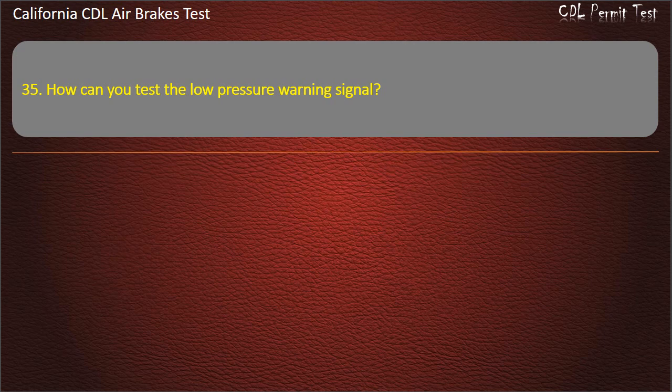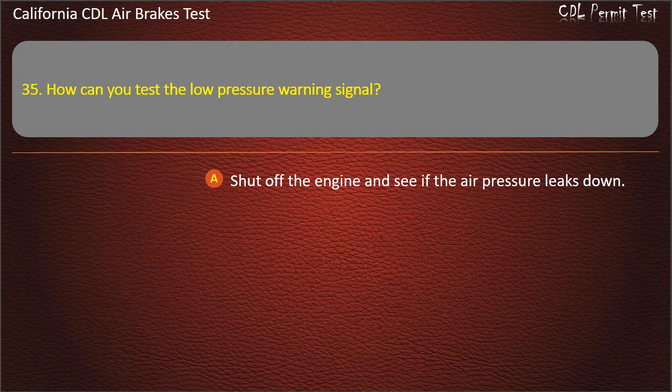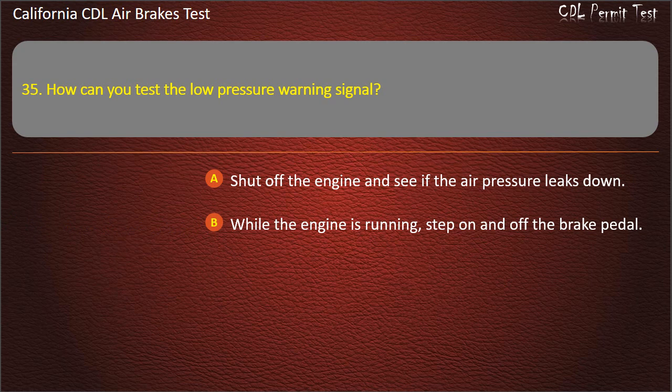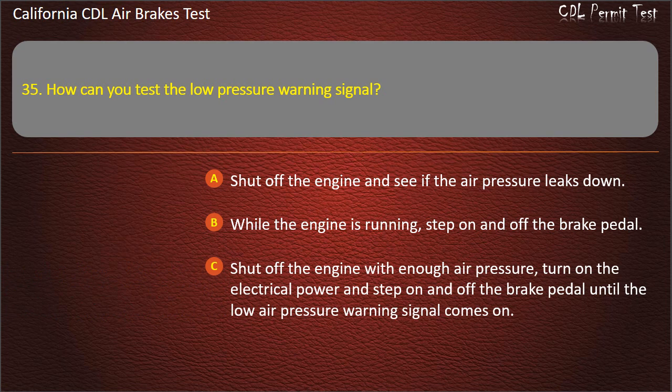Question 35. How can you test the low pressure warning signal? Shut off the engine and see if the air pressure leaks down, while the engine is running step on and off the brake pedal, or shut off the engine with enough air pressure, turn on the electrical power and step on and off the brake pedal until the low air pressure warning signal comes on. Answer. Shut off the engine with enough air pressure, turn on the electrical power and step on and off the brake pedal until the low air pressure warning signal comes on.